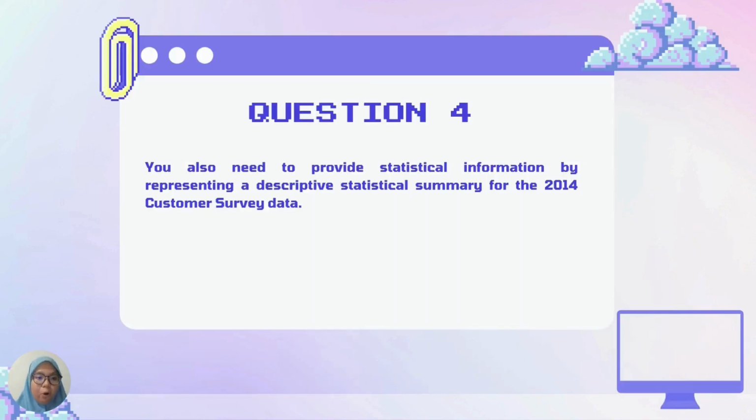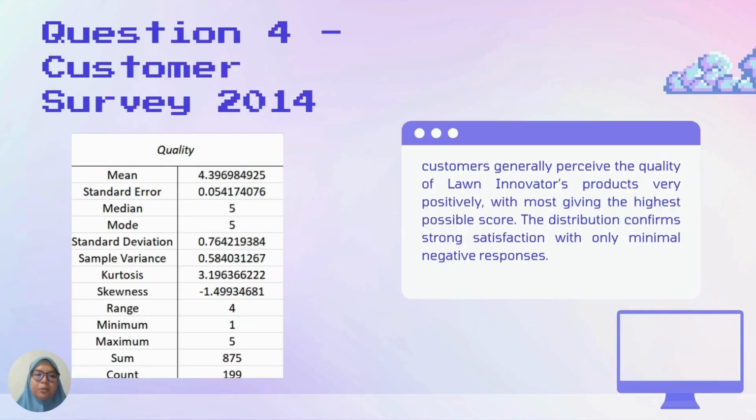For question number 4, you also need to provide certification information by presenting a statistical summary for the 2014 customer survey data. This data I get from data analysis. Customers generally perceive the quality of Lawn Innovator products very positively, with most giving the highest possible score. This distribution confirms strong satisfaction with only minimal negative response.